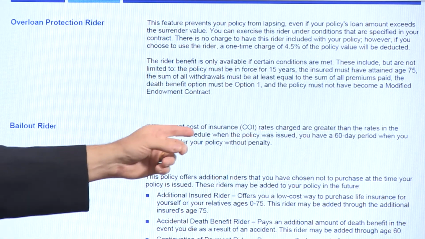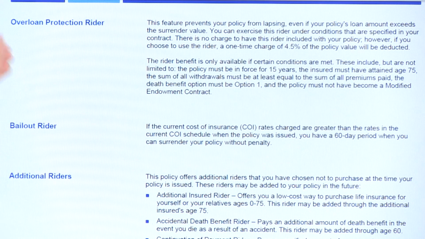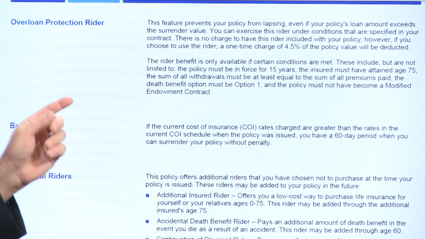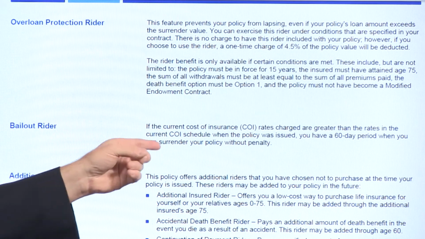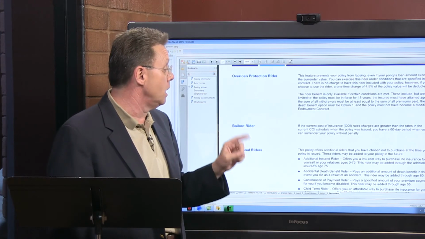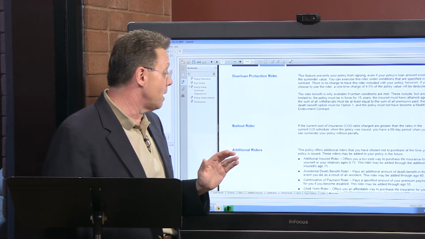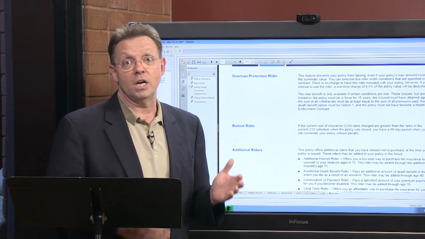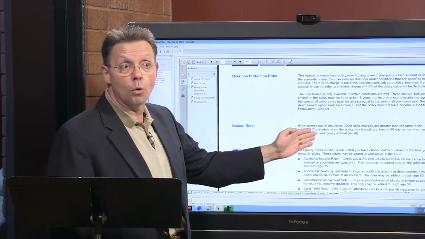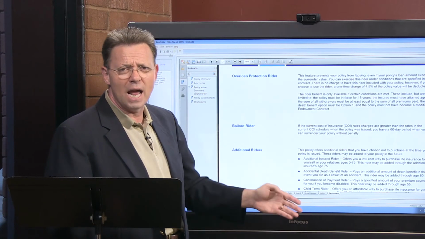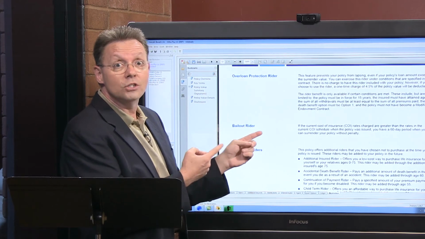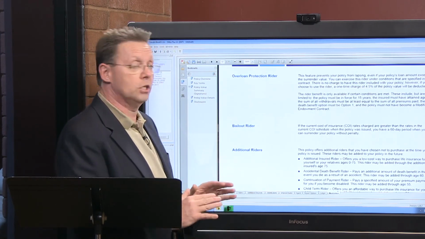It says if the current cost of insurance rates, remember, this is a current assumption product, are greater than the rates in the COI or cost of insurance schedule when the policy was issued, you'll have a 60-day period to surrender. So when you think about that, I may have a bailout provision. If they try to jack the current rates up, and I have a period to walk out of it, I say, I think that's too punitive and I can do better someplace else, I could actually walk from this contract. So I wouldn't have any surrender charges. I think that bailout provision is a huge one.